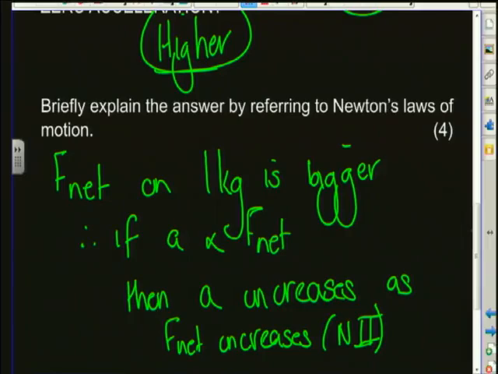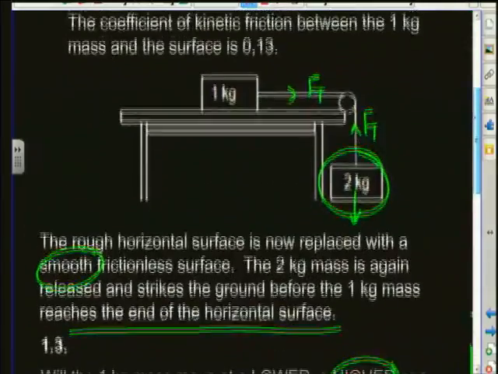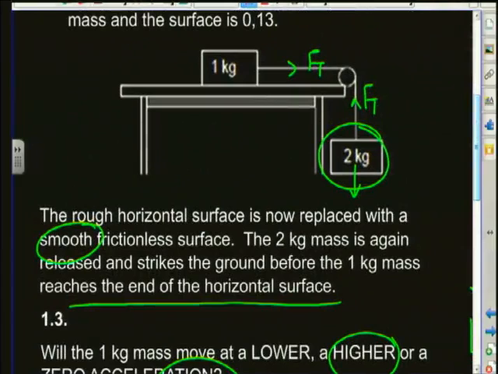If they had asked, what happens to the acceleration after the 2 kilogram mass hits the ground? Then the 1 kilogram mass will actually keep moving at a constant velocity. So acceleration will become 0. So the question's not really well worded, okay?